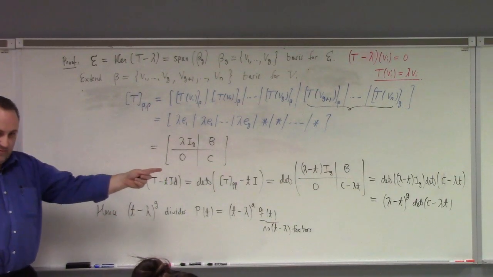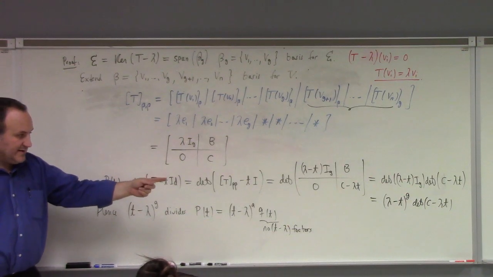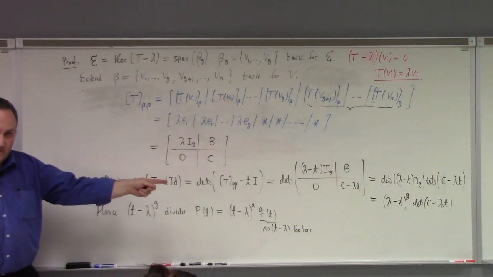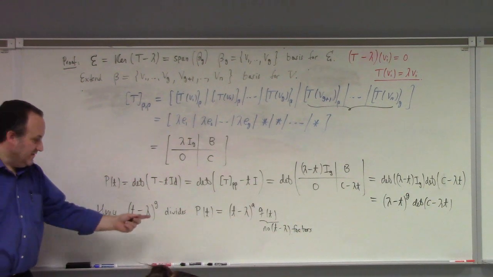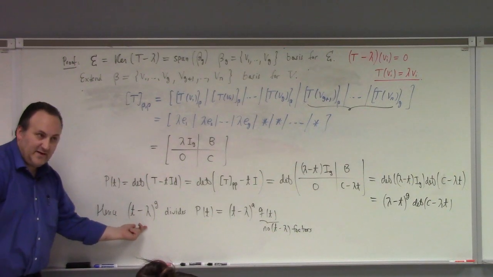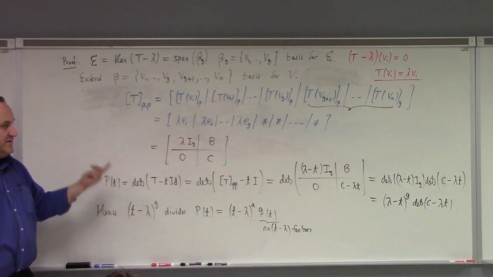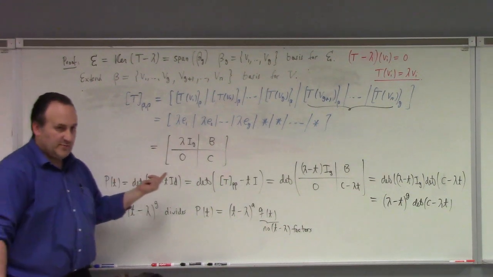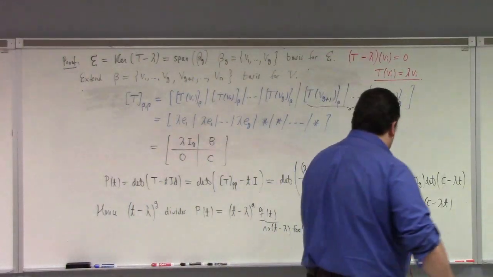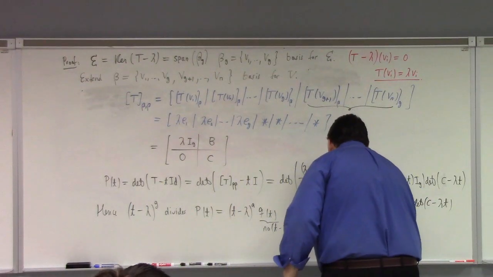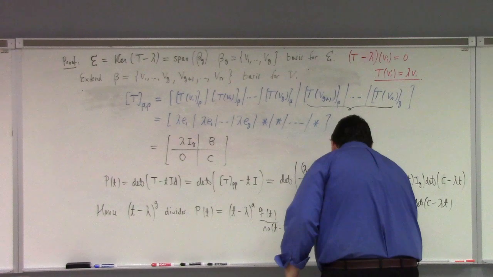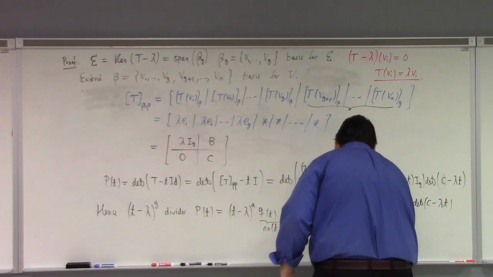But this calculation shows you that T minus lambda to the geometric multiplicity is a factor. It divides the polynomial, right? Do you agree? I hope you agree. What does this tell us? Well, this tells us exactly what we wanted to prove, which is thus the geometric multiplicity is less than or equal to the algebraic multiplicity.